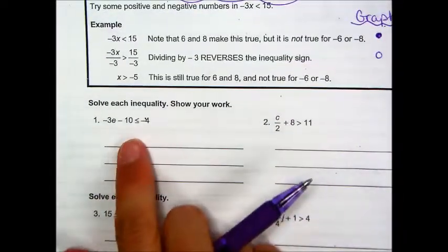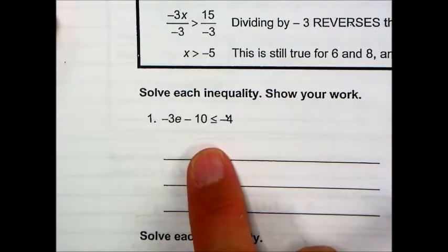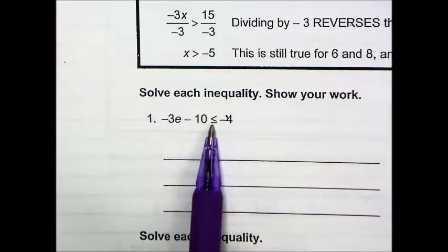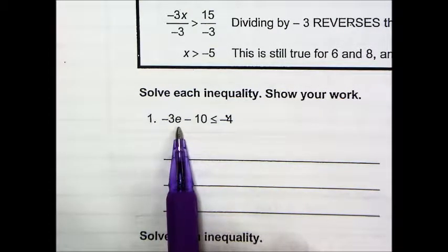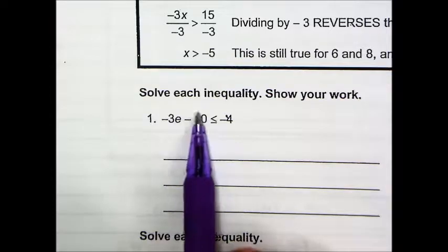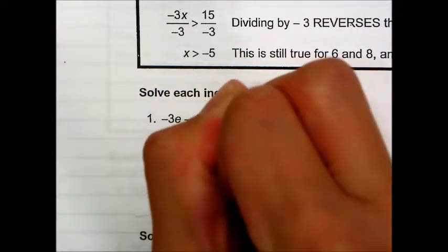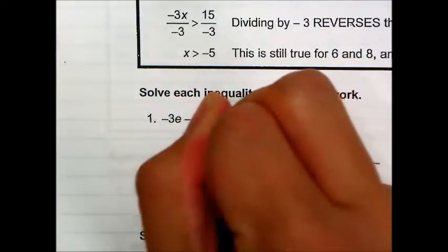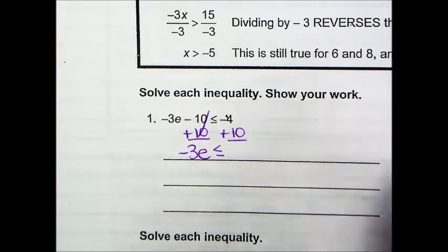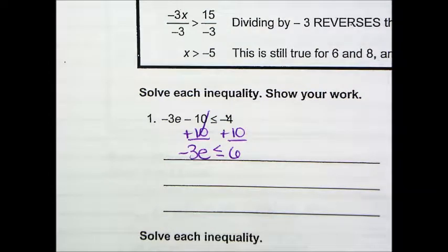Okay, if we look at inequality number 1 right here, we're going to both solve this and graph it. So like I said, we're going to solve like normal as if this was just a plain equation. It's just instead of an equal sign, we'll have this less than or equal to in the middle. So if we were going to solve for e, the first operation would be to undo this subtraction by adding 10 to both sides of the inequality. So the negative 3e would stay on the left side, the less than or equal to sign would stay in the middle, and negative 4 plus 10 would be 6.